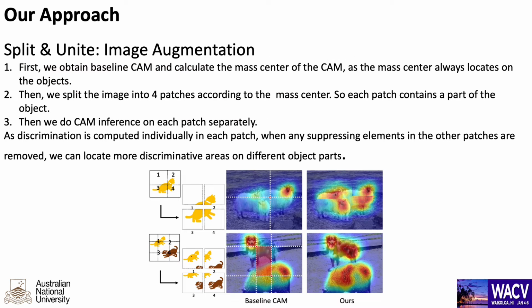In split and unite image augmentation, first we obtain the baseline CAM and calculate the mask center of the CAM, as the mask center always lies on the objects. Then we split the image into 4 patches according to the mask center, so each patch contains a part of the objects. Then we do CAM inference on each patch separately, as discriminative regions are computed individually in each patch. When any suppressing elements in the other patches are removed, we can locate more discriminative areas on different object parts.